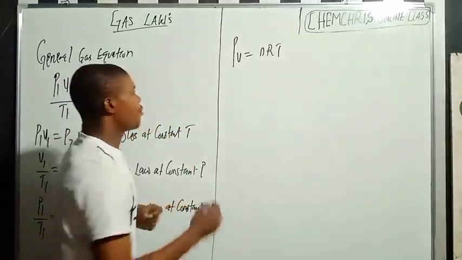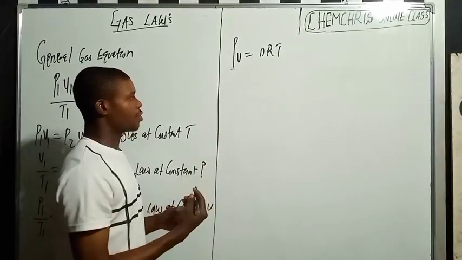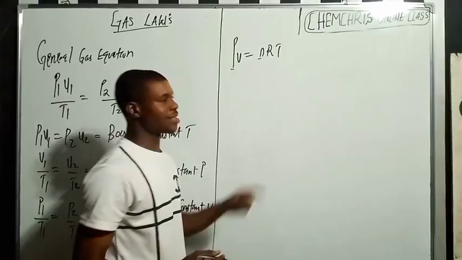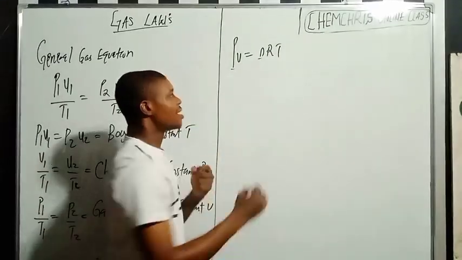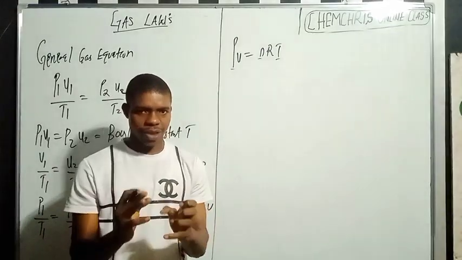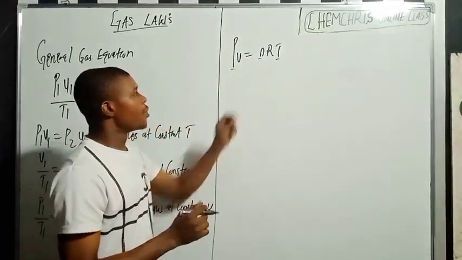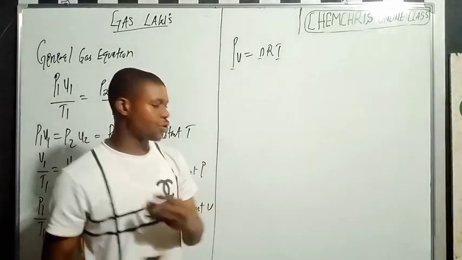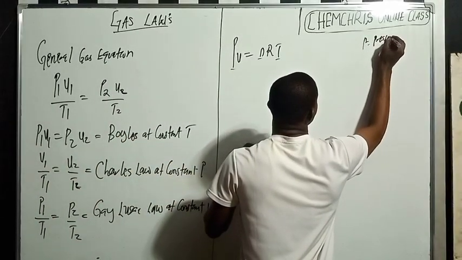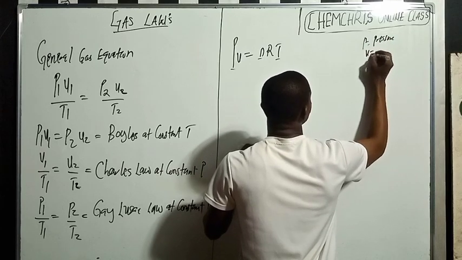Where P is the pressure, V is the volume, n is the mole of the gas, R is the gas constant, and T is the temperature. Now we want to break this down, so I'm just defining this here. P equals pressure. V equals volume.